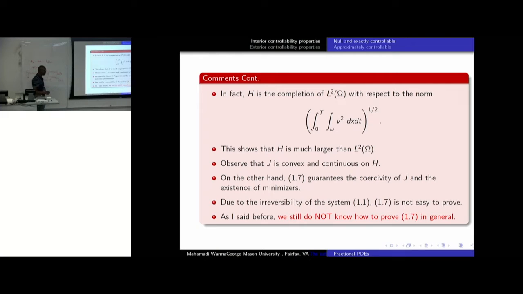So here, the completion of L2 omega, there is no time? Here? And the L2, you say L2 omega only? No, L2 of Q, sorry. Yeah.